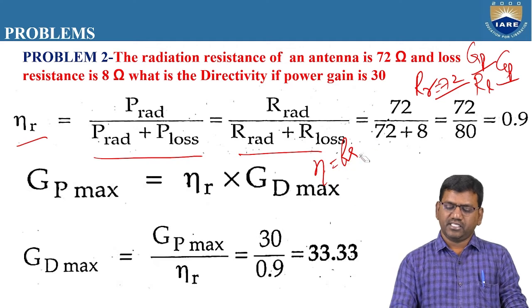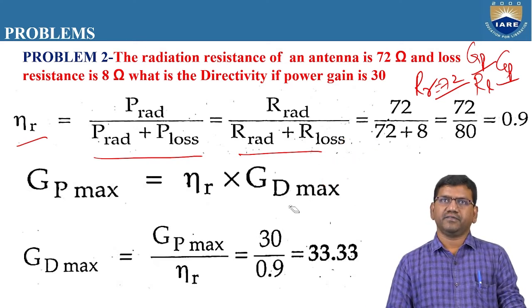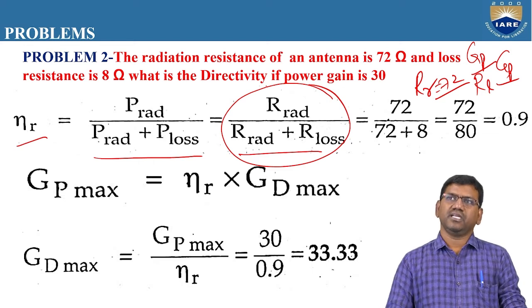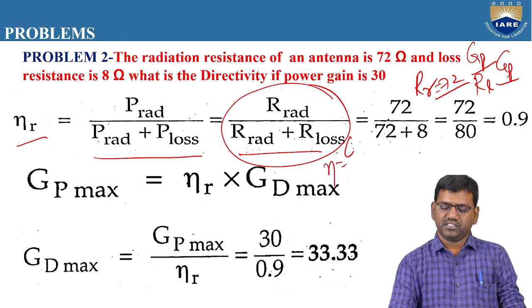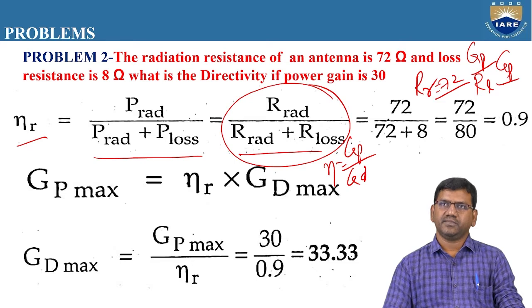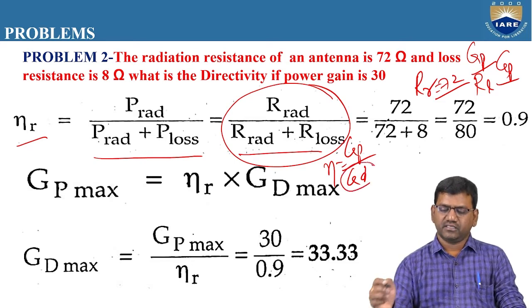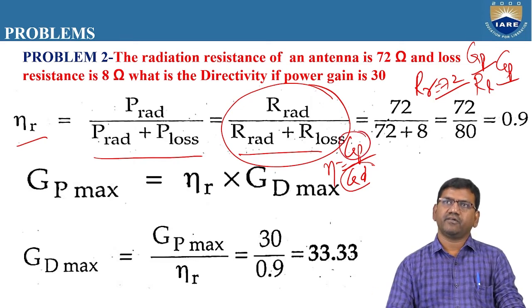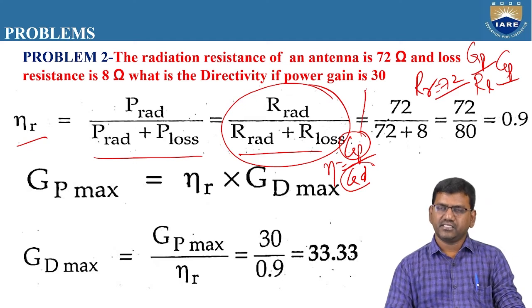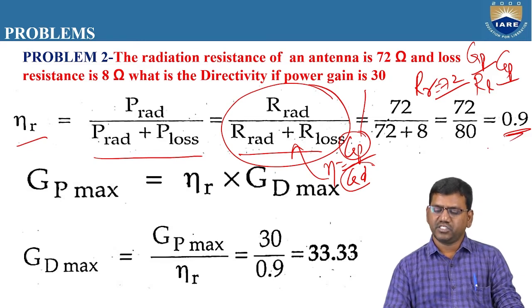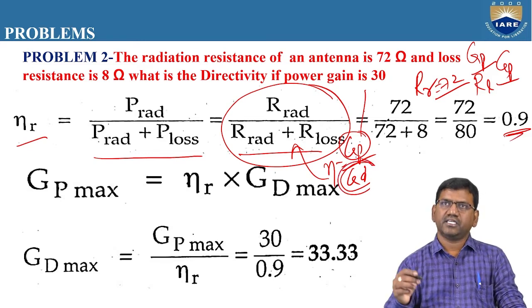And there is another relationship between the power gain and the directive gain. Just as there is a relationship for efficiency, RR by RR plus RL, similarly we have another relationship: eta is equal to GP by GD. We have seen this in earlier classes. The power gain is given as 30, and the eta value we have determined is 0.9. We need to determine GD, the directive gain.